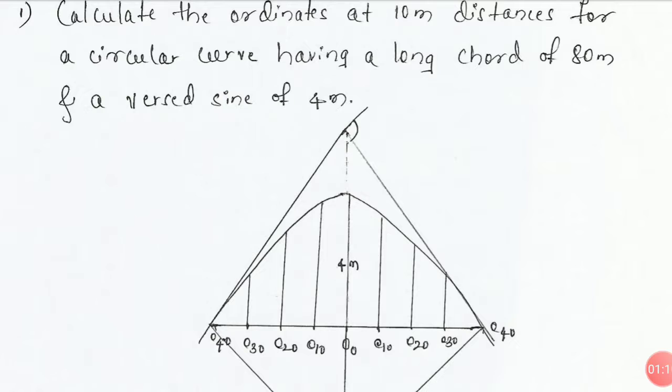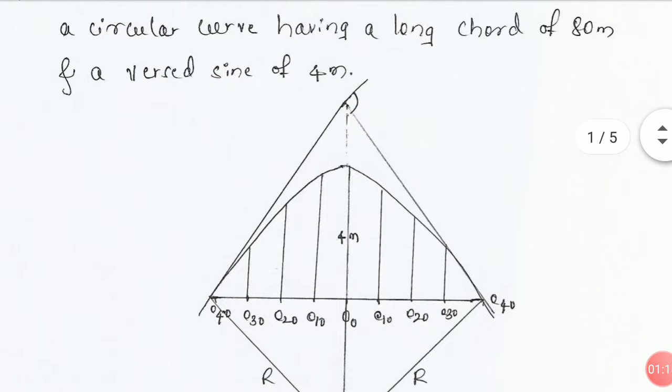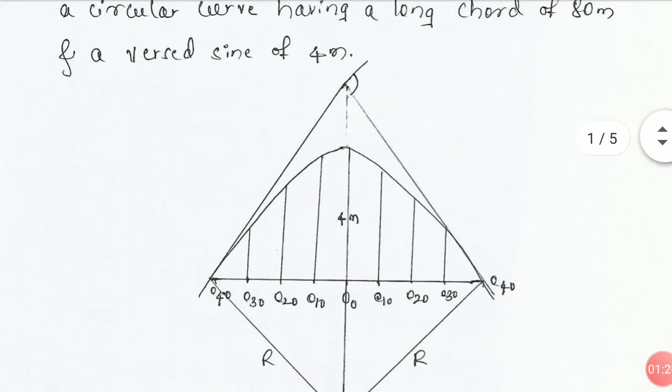Now I need to calculate the remaining offsets up to the starting point of the curve and up to the end of the curve. Out of total 80 meters, I have divided the long chord towards left 40 meters and towards right 40 meters: O10, O20, O30, O40, and towards right also the same thing. So O naught is given as 4 meters. I need to calculate the offsets produced from the long chord at every 10-meter distance.